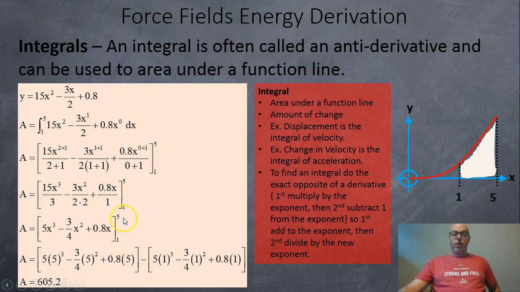And we're going to go from 1 to 5, so that means we're going to use our answer twice. You always take the top value and subtract the bottom value. So we sub in the 5, so we get 5 times 5 cubed, subtract 3/4 of 5 squared plus 0.8 times 5, subtract, and then we sub in the 1, 5 times 1 cubed, minus 3/4 of 1 squared plus 0.8 times 1, and we get an answer of 605.2. So whatever that is, that's 605.2 units. So that's an antiderivative or an integral.